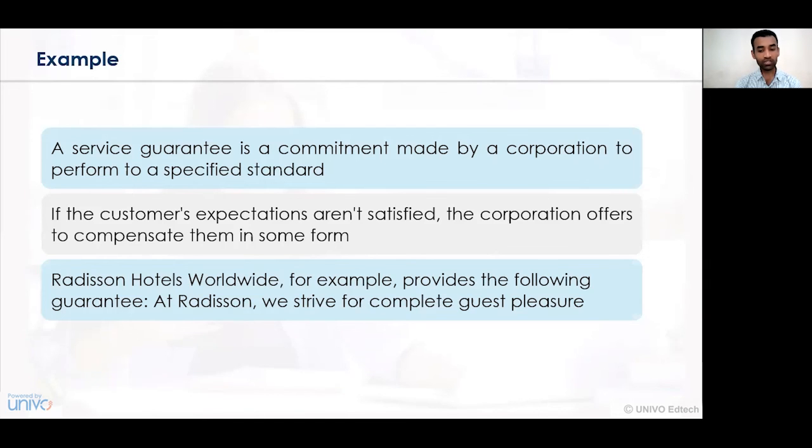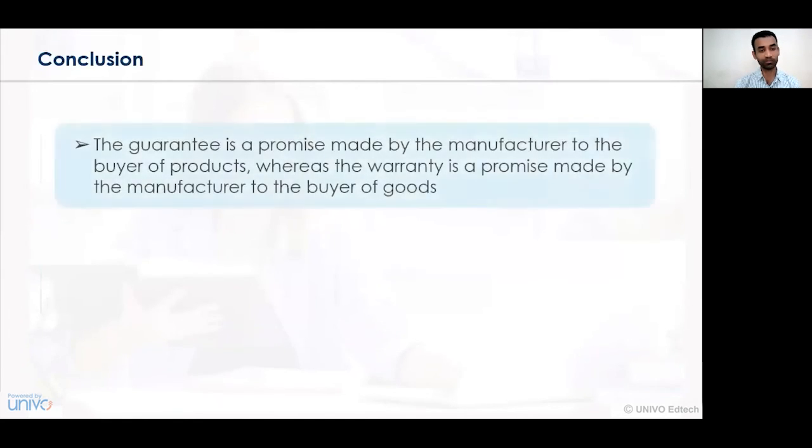At Radisson, we strive for complete guest pleasure. So in this case, the guarantee contract arises from a situation wherein the maximum guest pleasure will be provided and accordingly the guests will be very happy in consideration of a certain guarantee. So in this case, a guarantee contract is in existence.